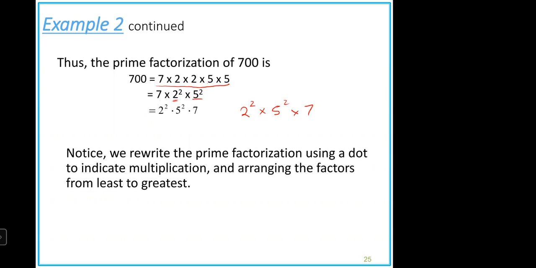Now you notice here, they use dots to represent multiplication, but when we are writing it, we don't use dots; we use a multiplication sign. We only use the dots when we are typing or in textbooks. When we are writing, we use the multiplication sign. The dot represents multiplication, but that is usually for typing purposes. And we finish off by arranging them from smallest to largest.